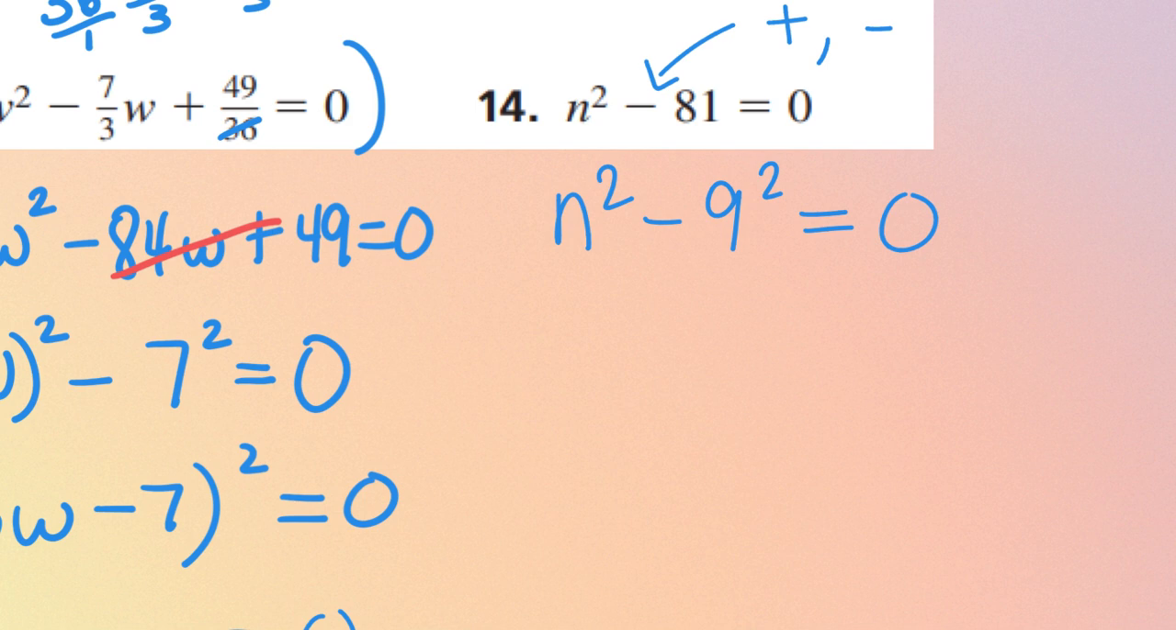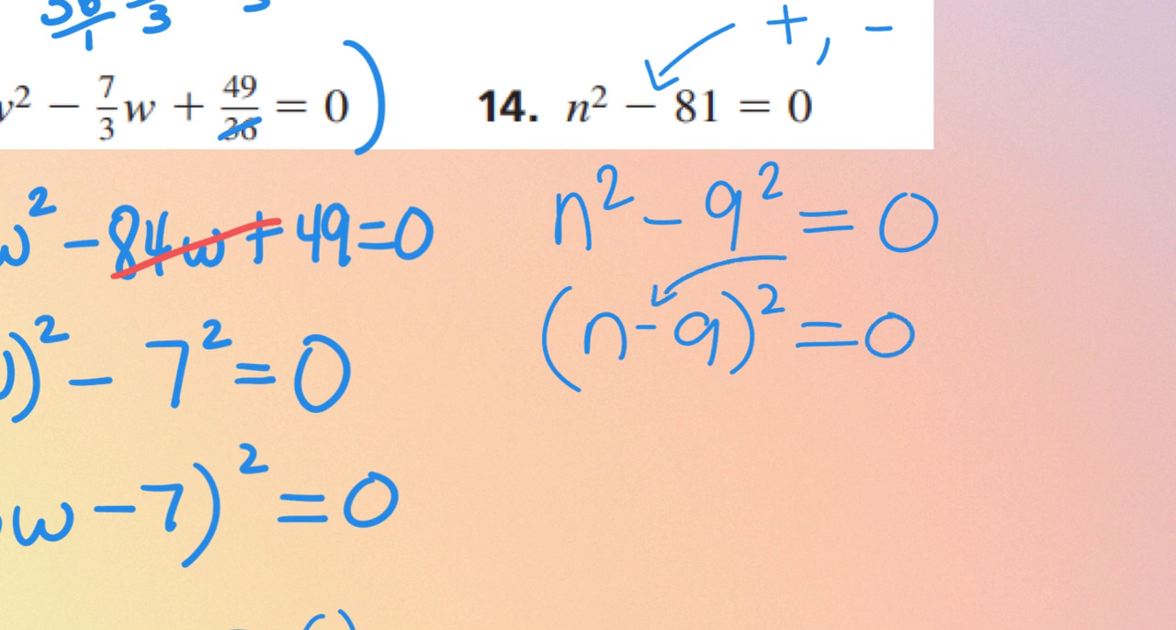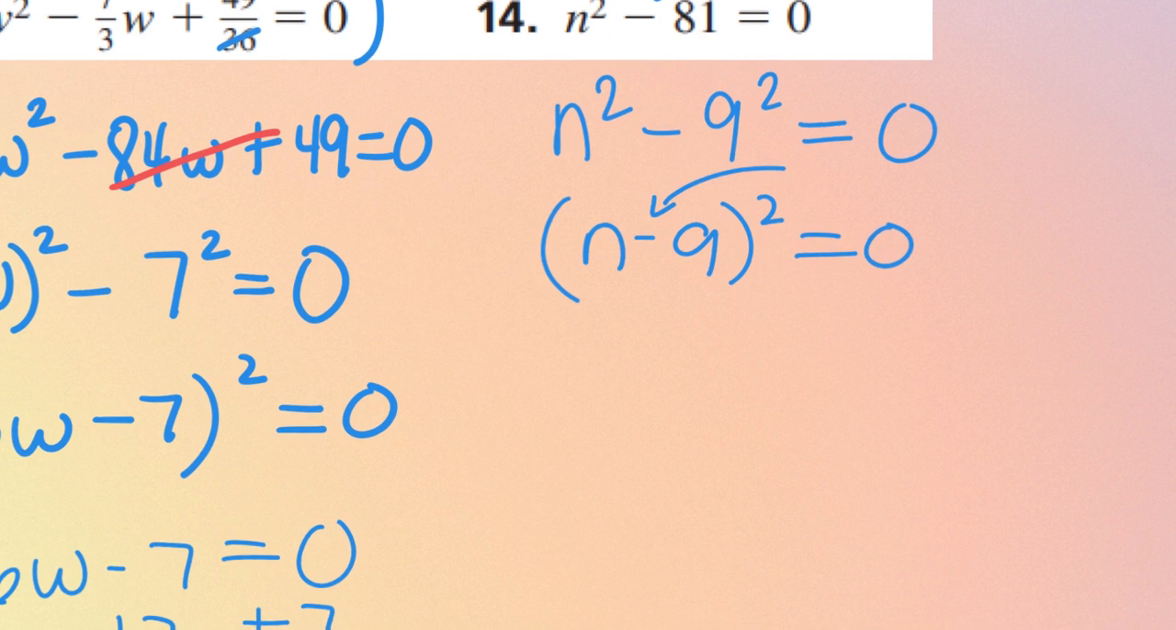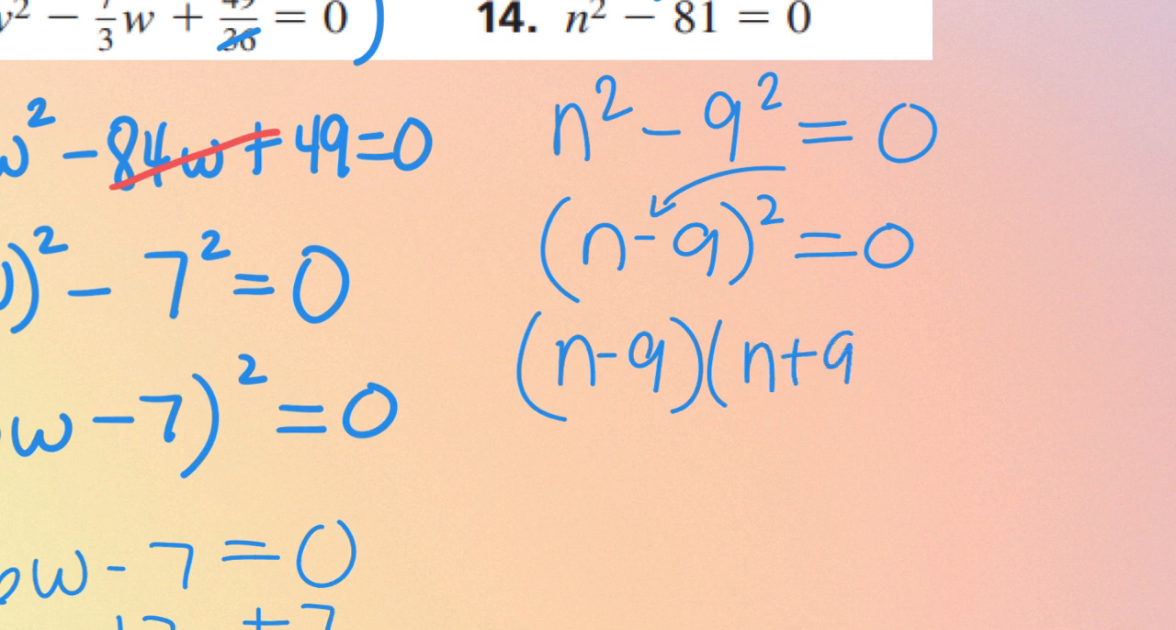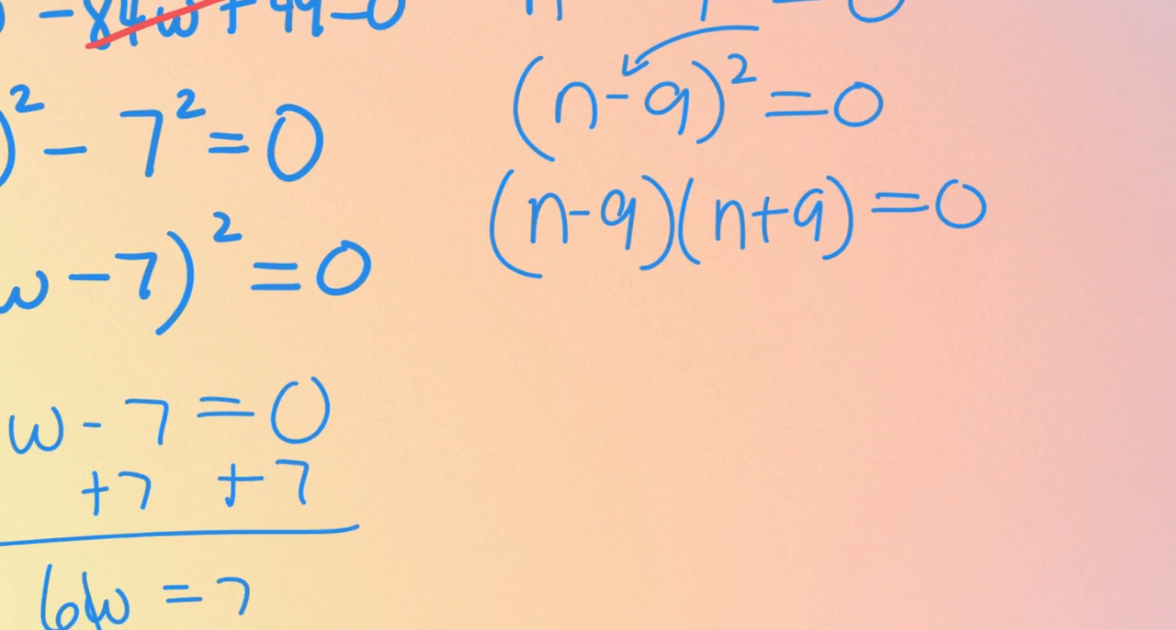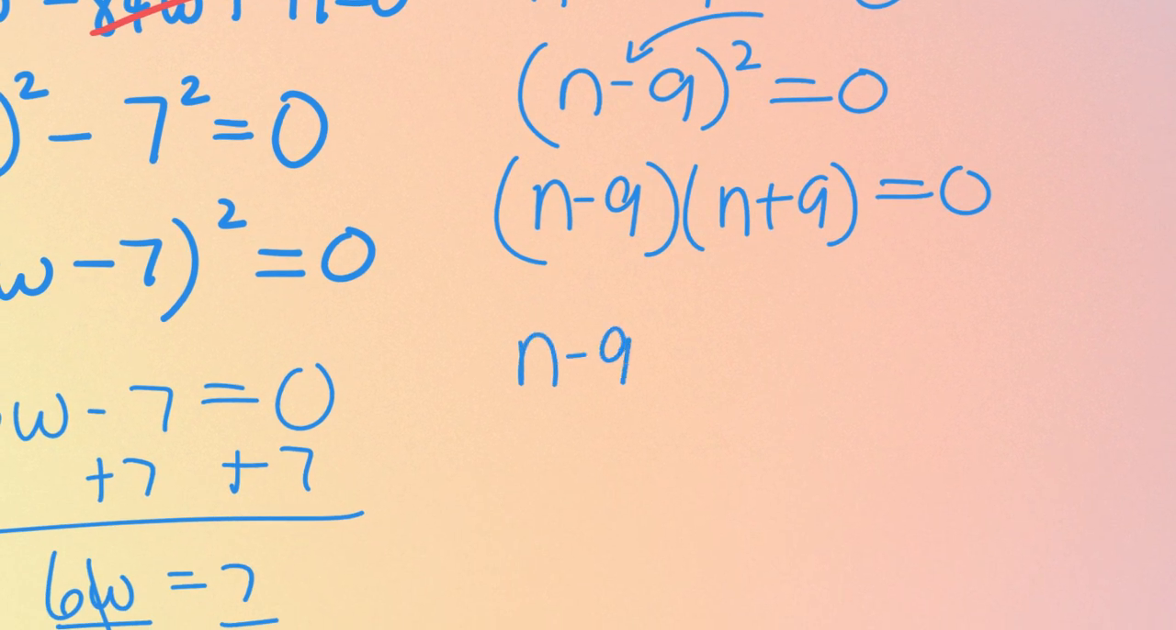Okay, so let me take it back a little bit. I know that rewriting this will be n squared minus 9 squared equals 0. I know, again, I have that minus sign here. I do not have the positive sign like before. So I'm going to simplify this, factoring it into n minus 9 times n plus 9 equals 0. So I'm going to have n minus 9 equals 0, n plus 9 equals 0.